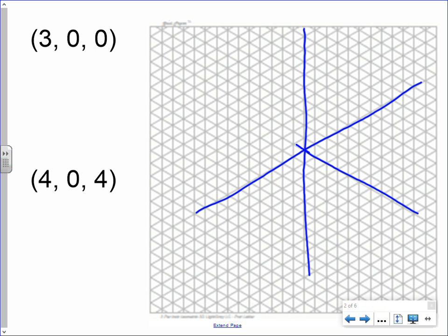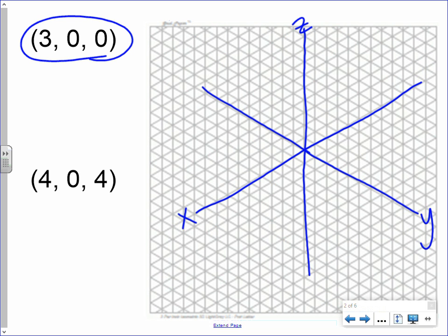So yours looks like this, right? Okay. So this right here is positive X, this is positive Y, and this is positive Z. So our first coordinate is 3, 0, 0. X is 3, and then we don't move any in the Y or Z direction. So we're just going to go out 1, 2, here we are right here. 3, 0, 0.